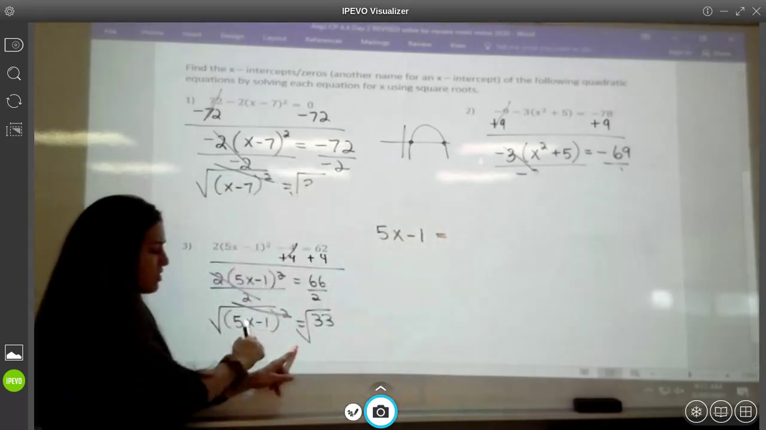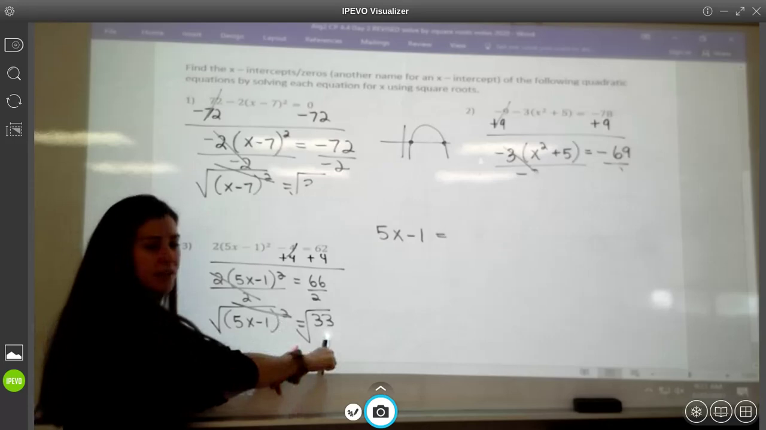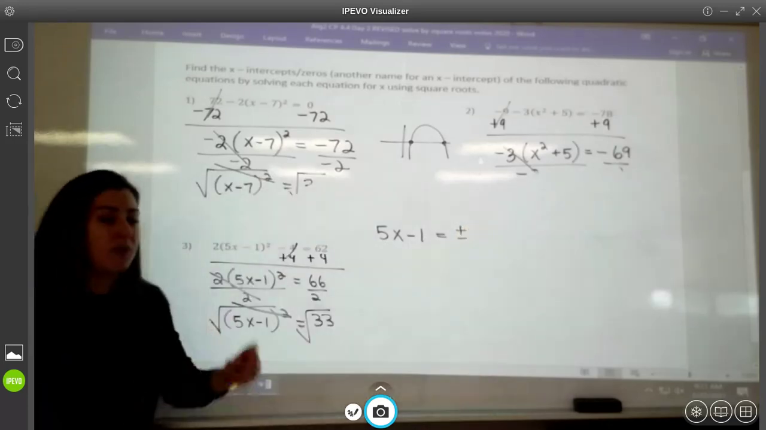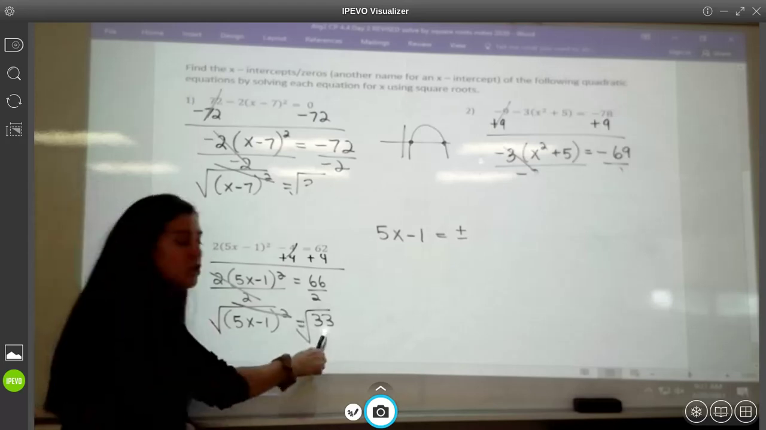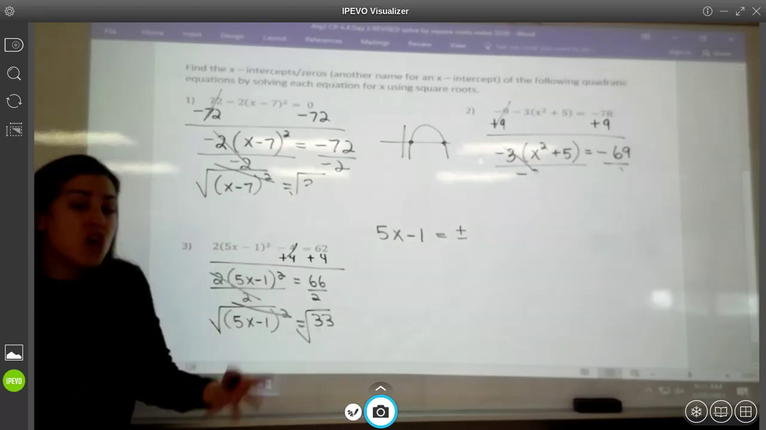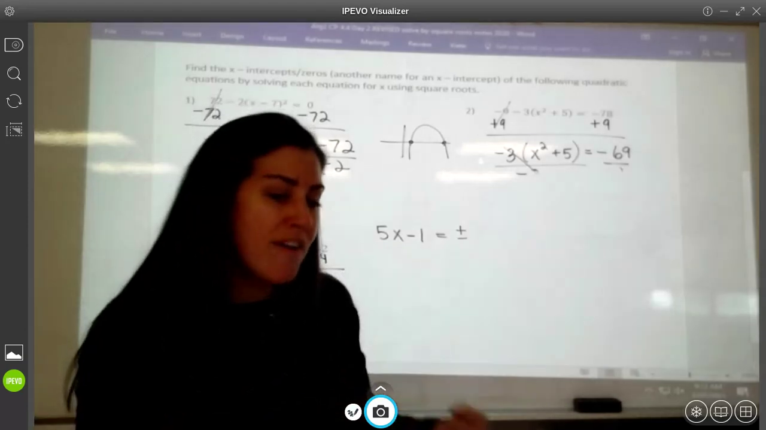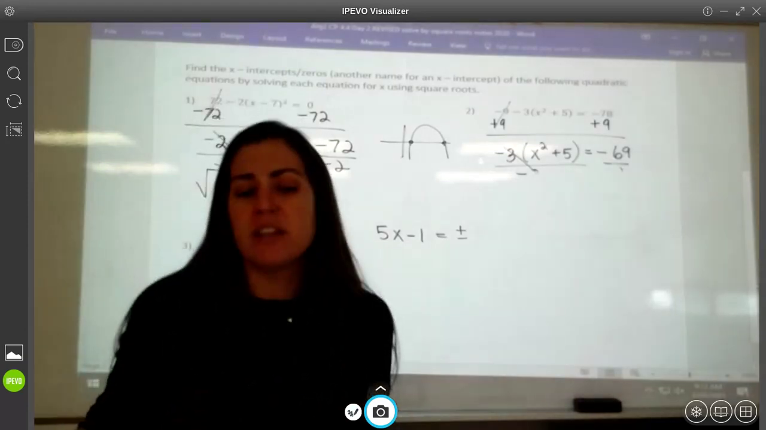Remember, there are two different numbers that I could have squared to get 33 as my answer. I could have squared a positive or a negative number, so don't forget your plus or minus sign. Now, can you take the square root of 33? No, right? Nothing squared gets me 33. The square root of 25 is 5. The square root of 36 is 6.